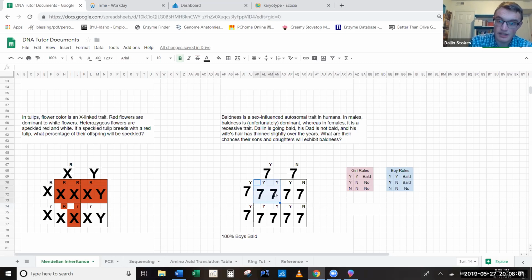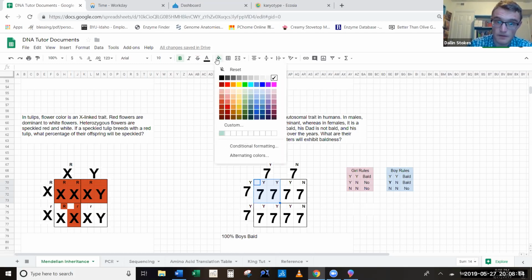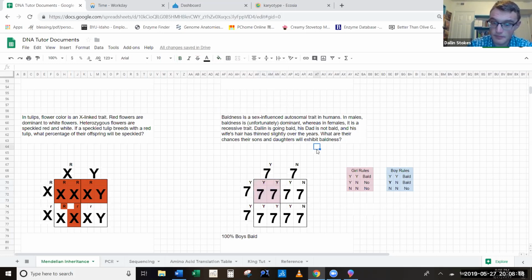This one, yes, yes. Estrogen prefers no if there's an option, but there isn't one. So according to our rules, yes, yes for a girl means bald. Pink. Over here, we've got a yes, no. Because there's a choice, we have to go look at estrogen's preferences. Estrogen prefers the no, so this one remains not bald.